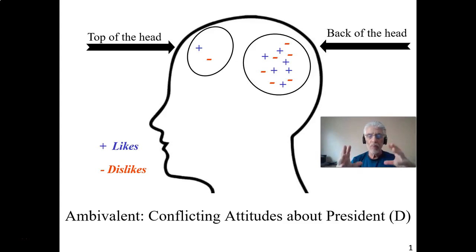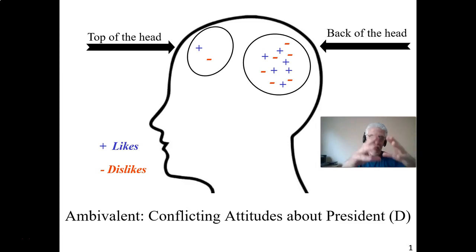In this video, I'm going to bring together the RAS model and the memory-based model to show you how it works. First, I'm going to talk about somebody who's ambivalent, then I'm going to talk about somebody who's univalent, so you can see how these two ideas interact with one another.